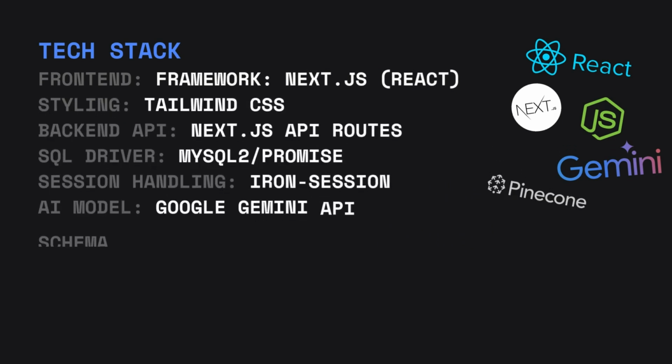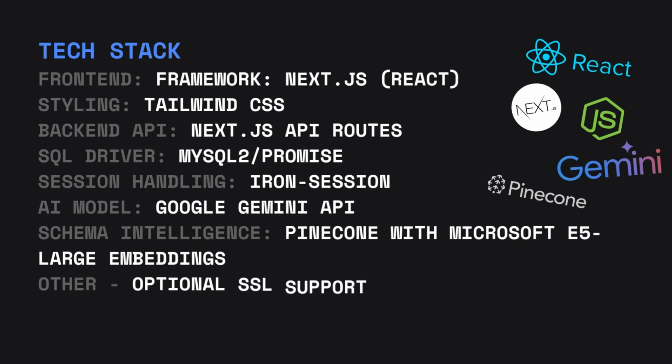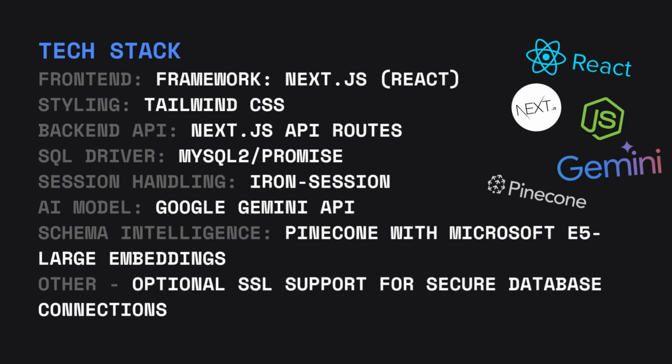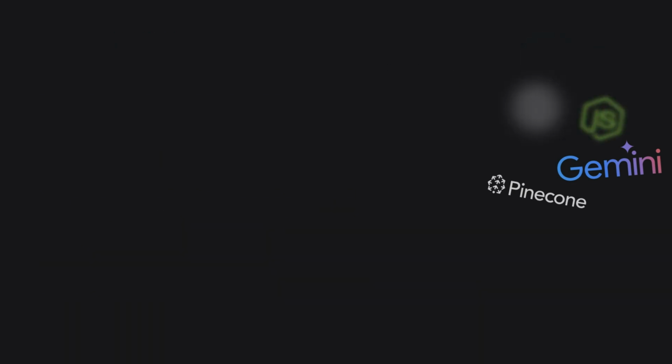QueryCraft is built with Next.js, a powerful full-stack framework with React in the front-end and connected API routes in the back-end. The system is powered by Google's Gemini AI for SQL generation, and we use Pinecone Vector Database with Microsoft's Large E5 embeddings to handle schema. We can easily switch to open-source alternatives in future.